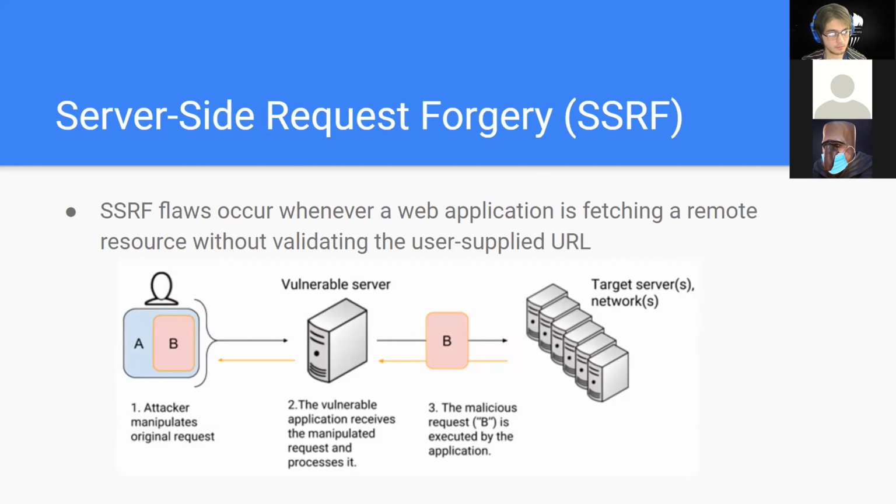And I think this is the last one, which is server-side request forgery, SSRF. SSRF flaws occur when a vulnerable application is fetching a remote resource without validating the user-supplied URL. In this diagram, an attacker manipulates an original request. It gets sent to the server, and the vulnerable application receives the manipulated request and processes it. After that, the malicious request is executed by the application, and then the response is sent back to the attacker.